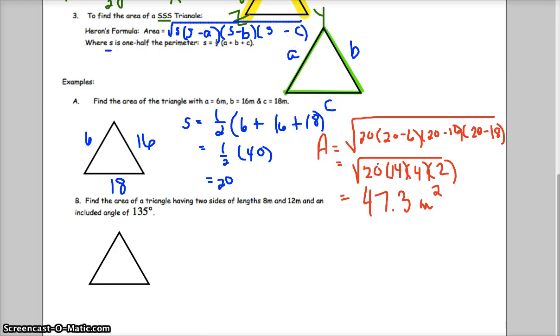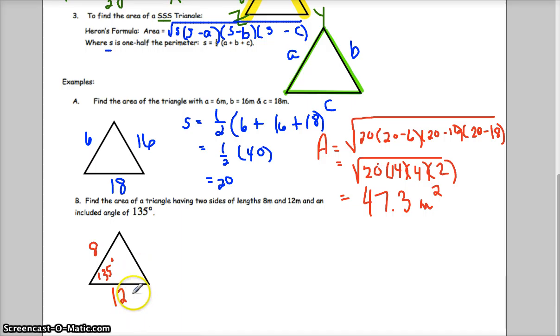So we have sides length of 8 and 12. It did not tell you where those should go. You can put 8 and 12 wherever you'd like, but the key is it said an included angle of 135. So included means that side 8 and side 12 create the 135 degree angle. So that is required to go between side length of 8 and side length of 12.